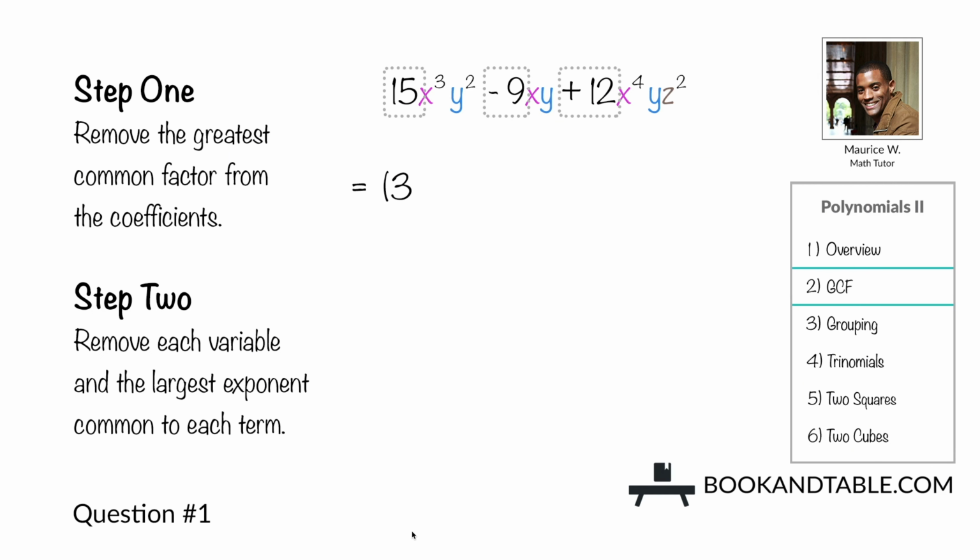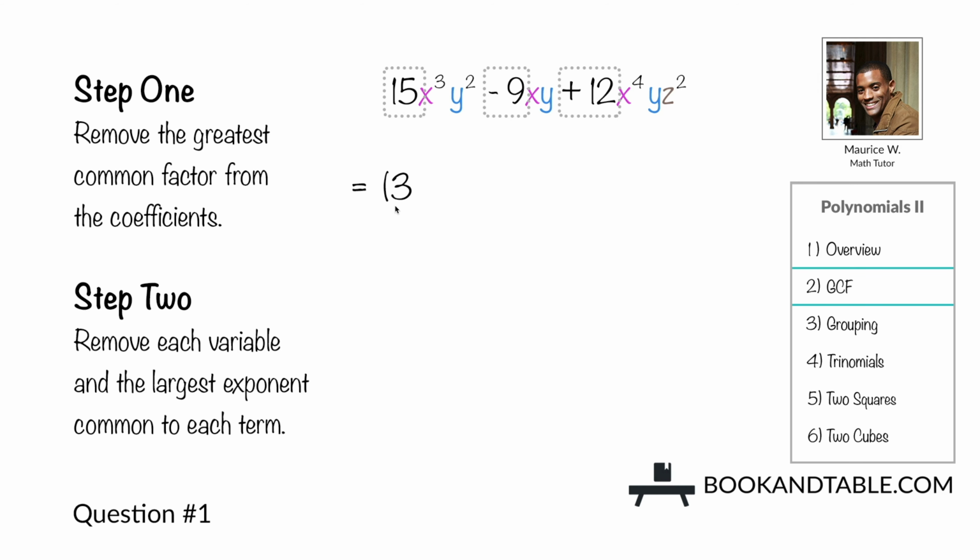Question number 1. You were asked to factor 15x cubed y squared minus 9xy plus 12x to the fourth yz squared by removing the greatest common factor. Step 1, remove the greatest common factor from the coefficients, 15, negative 9, and 12. And the greatest common factor of these three numbers would be 3.